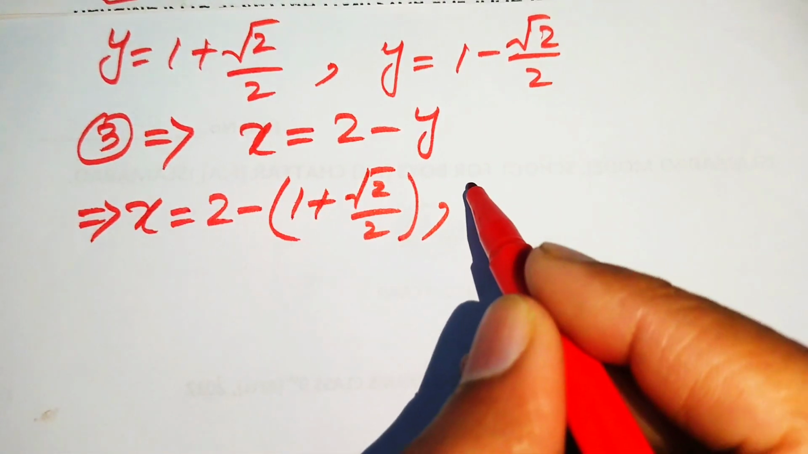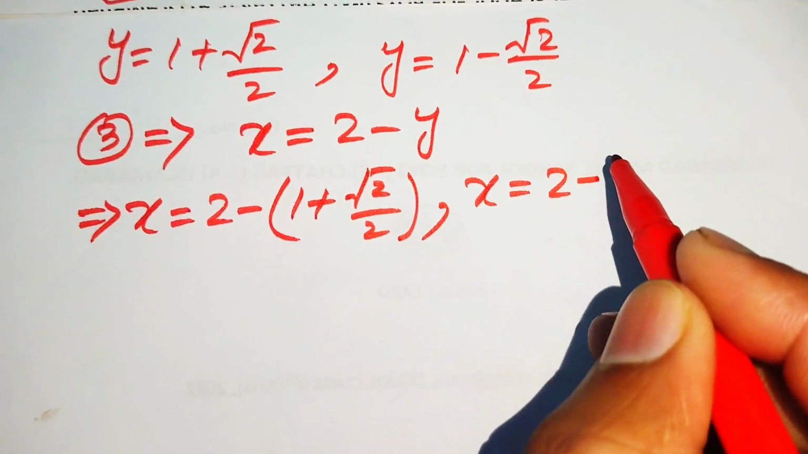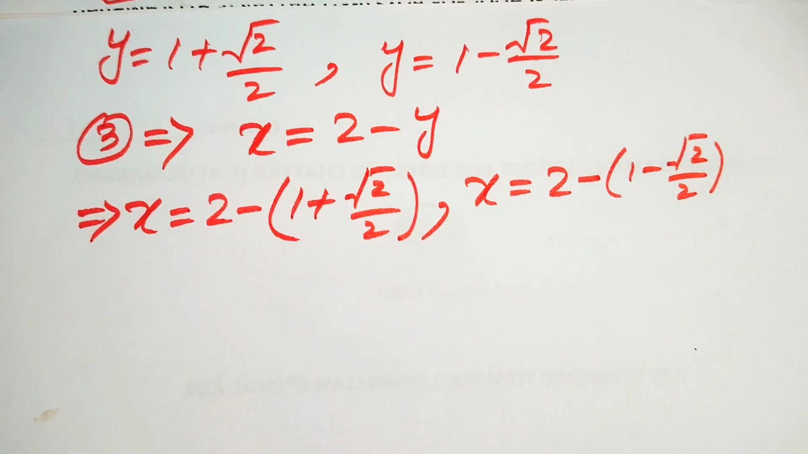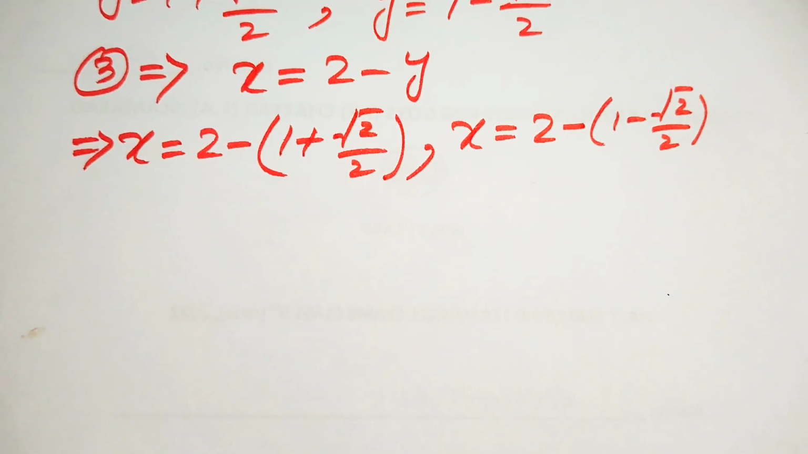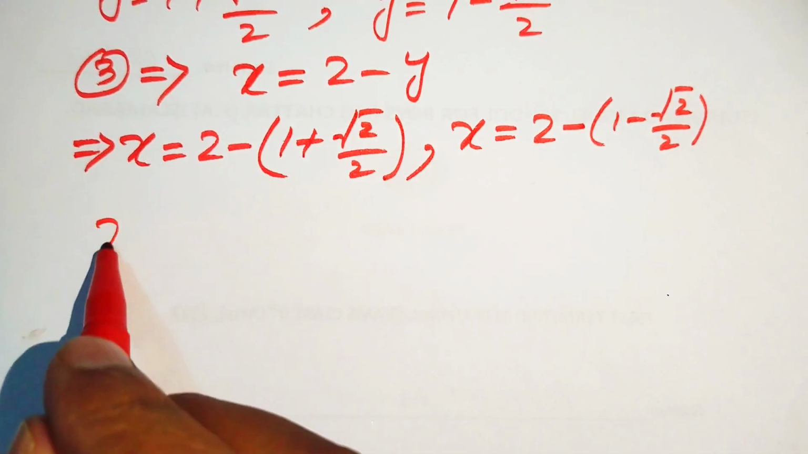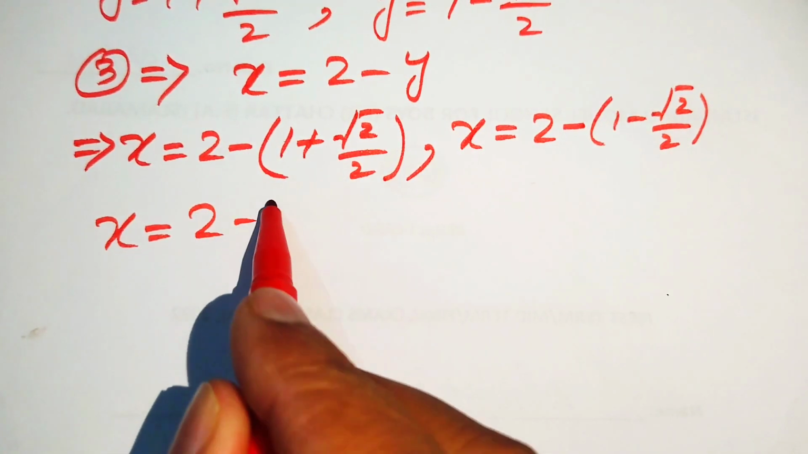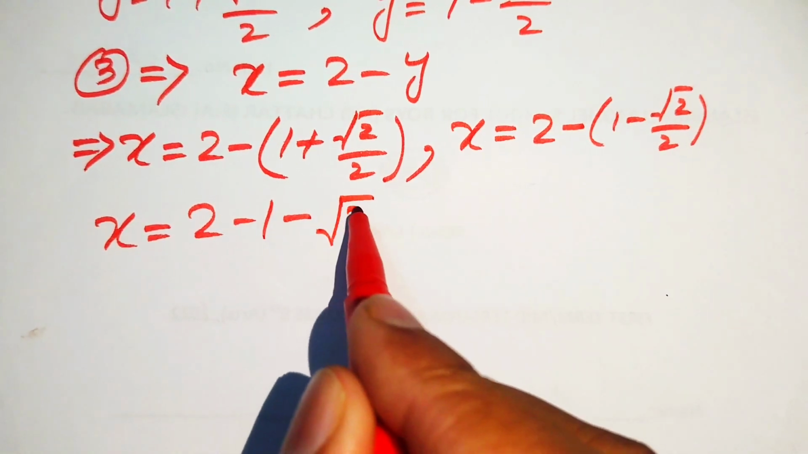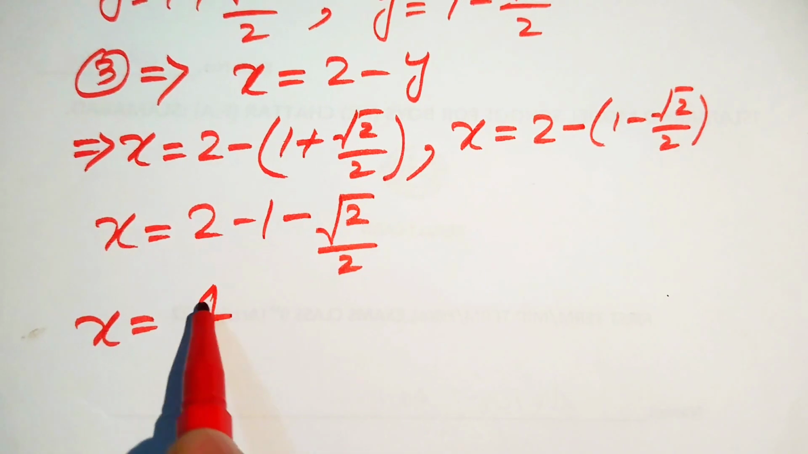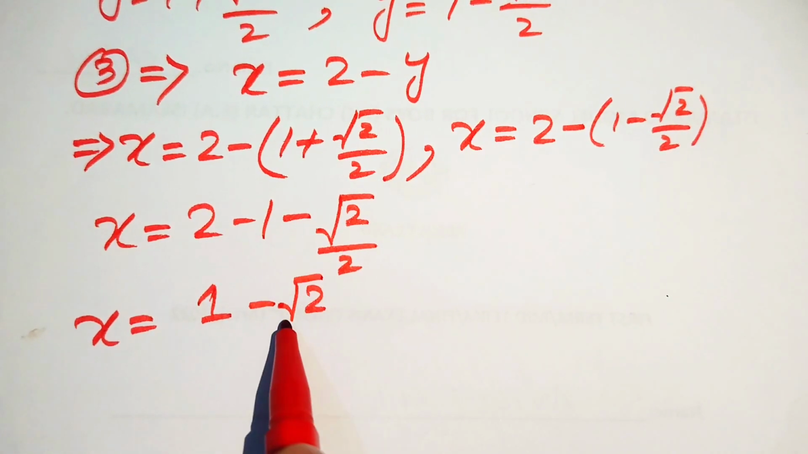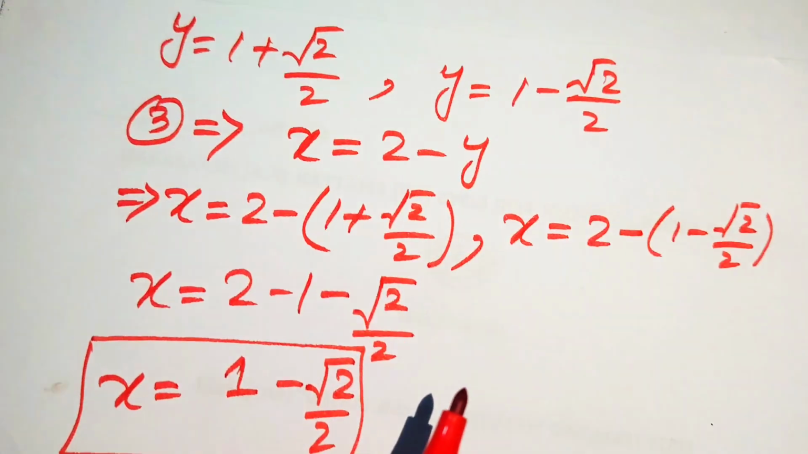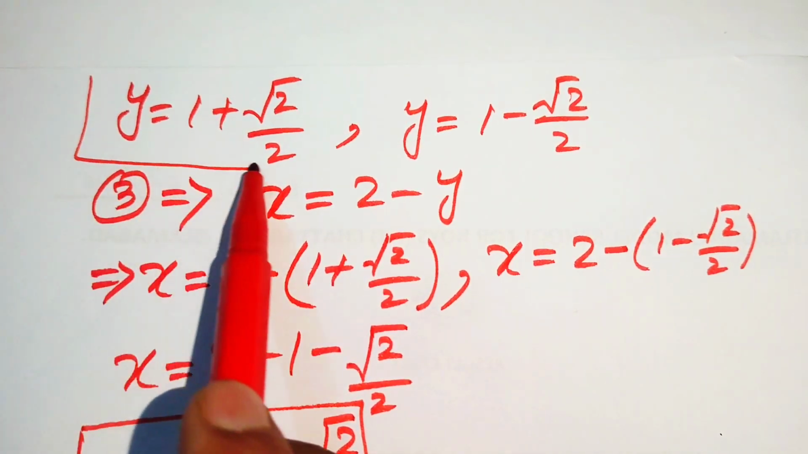Similarly, in the second case we have x equals minus y, and the value of y is (1 minus square root of 2) divided by 2. Okay, so we need some simplifications. First we multiply this negative sign on both of these terms, and it will be written as x equals minus 1 minus square root of 2 over 2, and you get x equals (2 minus 1) is 1 minus square root of 2 divided by 2. So this is the value of x corresponding to this value of y.